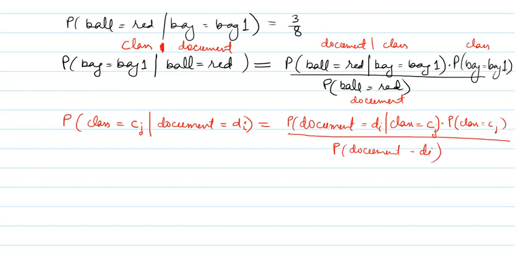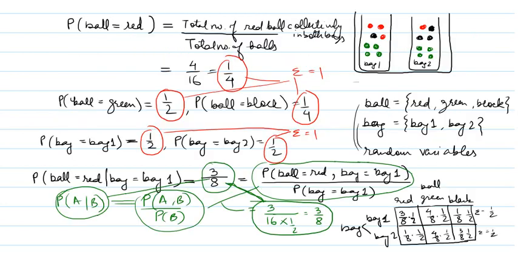Right. So now getting back to this ball and bag problem, I need to calculate P of bag is equal to bag 1 given ball is equal to red, which is equal to P of ball is equal to red given bag is equal to bag 1. And P of ball is equal to red given bag is equal to bag 1 is 3 by 8.